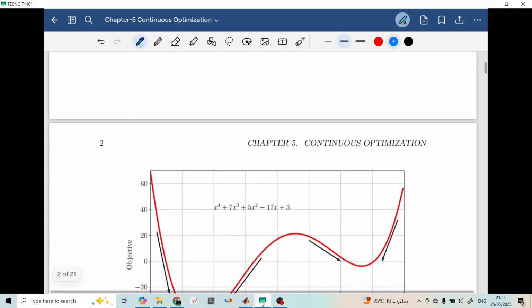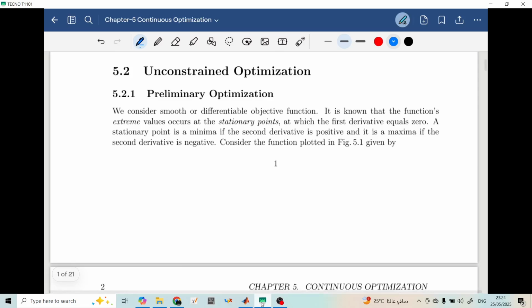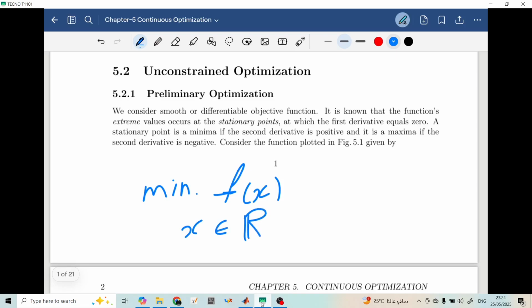So let's say something like this. Let's say that we have a function f of x, and we want to find its minimum value, so we write minimize f of x. This is a simple minimization problem, or an optimization problem. Now here, of course, x lives in the real line, so this is an unconstrained problem.